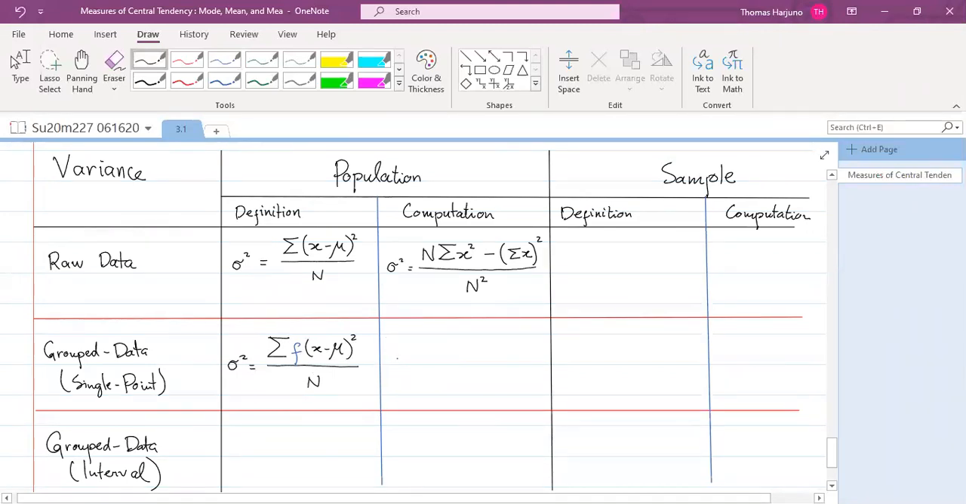Okay, and then for the computation formula, sigma squared equals the population size times the sum of F times X squared, minus the square of the sum of FX. I purposely use different colors so that you can see that I basically insert F here, I insert F here, I insert F here. Do you see that? And the denominator stays the same, population size squared.